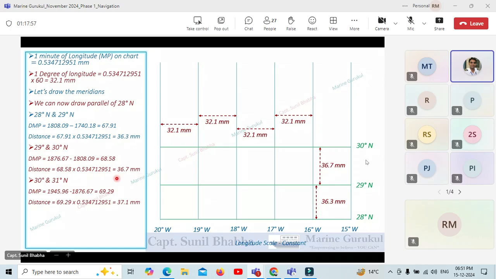Now to do exactly the same thing for 30 and 31, we find the DMP from the meridional parts table. The DMP comes to 69.19.